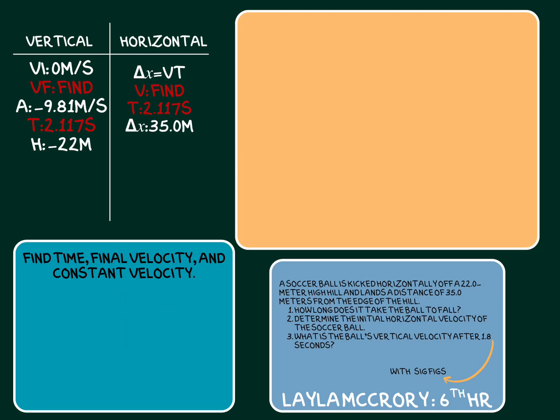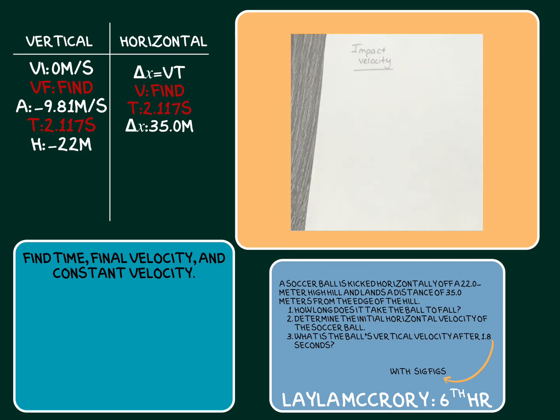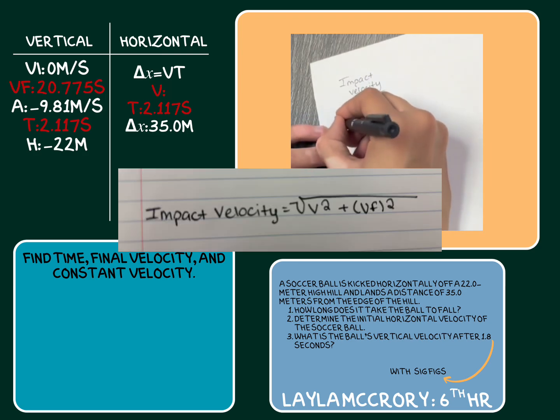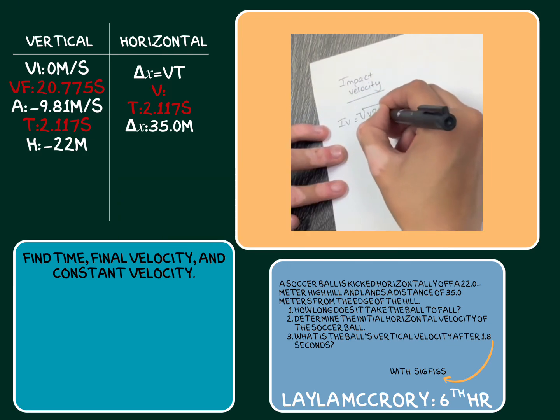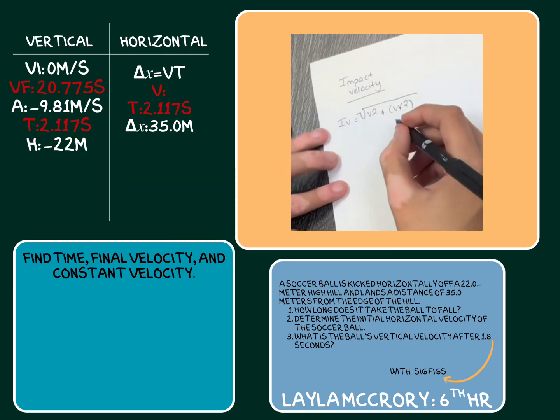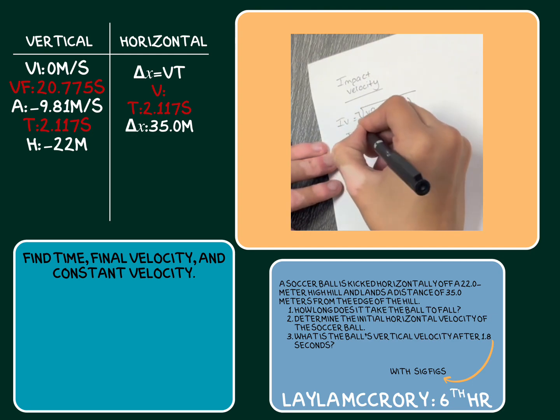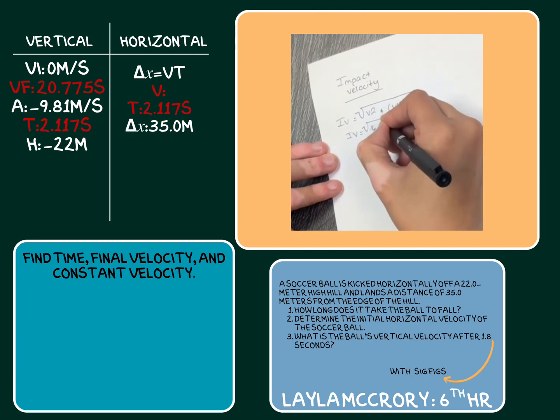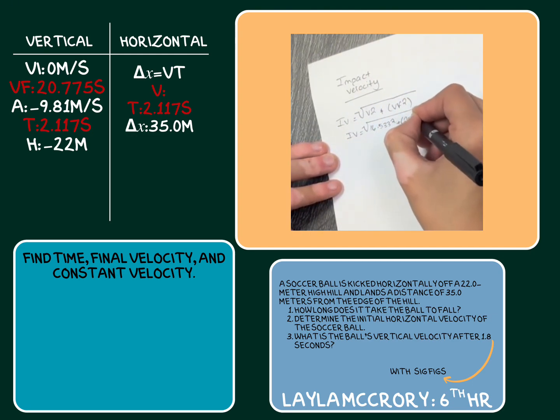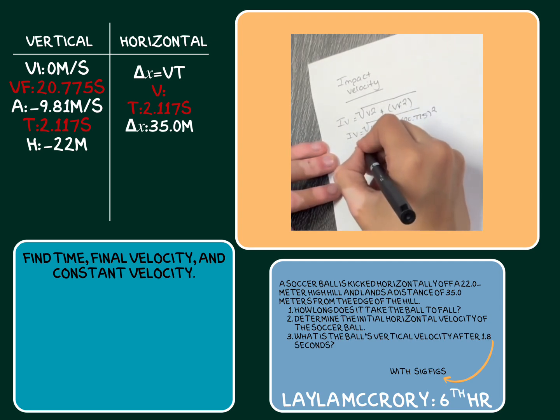I would like to point out that I will be using a calculator and plugging the equation in exactly how I have it written. When we are solving for impact velocity, we will use the equation on the screen. We will plug in the constant velocity we just found and the final velocity we found in the beginning. Then we put this exact thing in the calculator and it should give you the answer.